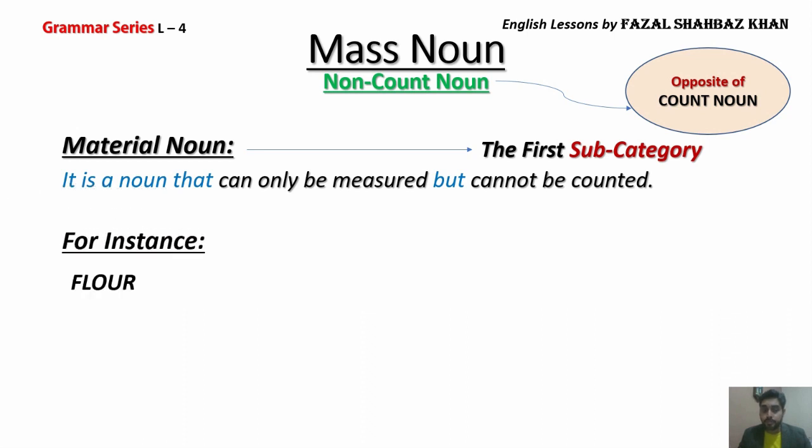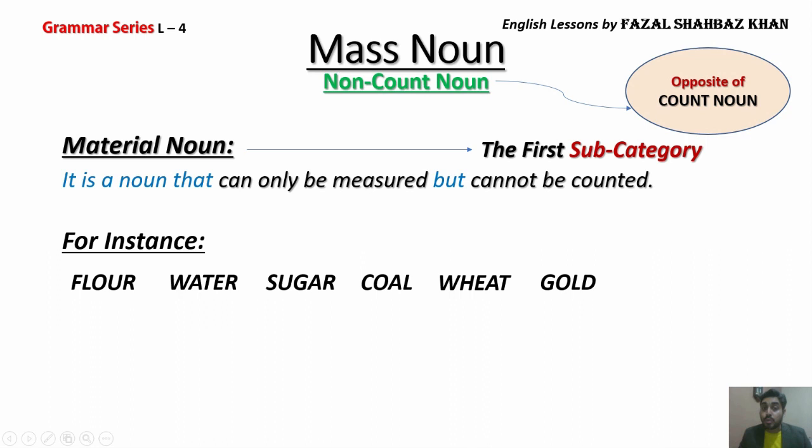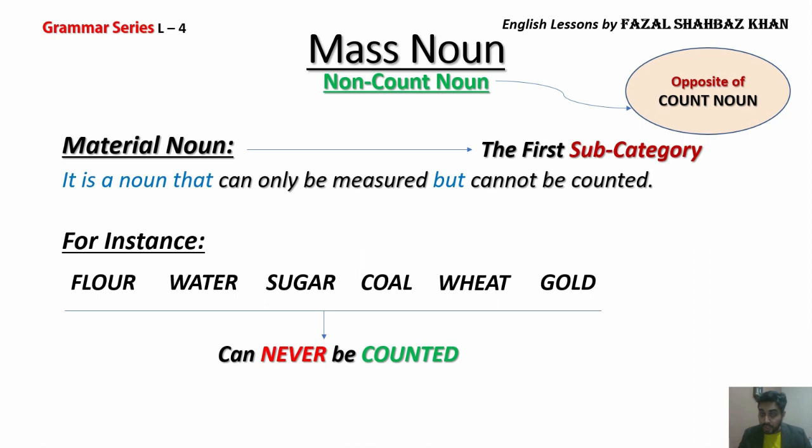For instance, flour, water, sugar, coal, wheat, gold. Now any of these that you have seen on the screen right here before you can simply only be measured, can be weighed in liter, in kilogram, etc., but cannot be counted. So all of these nouns are never counted, and that is why they are called material noun. So in other words, material nouns are those nouns which can never be counted but can only be measured.